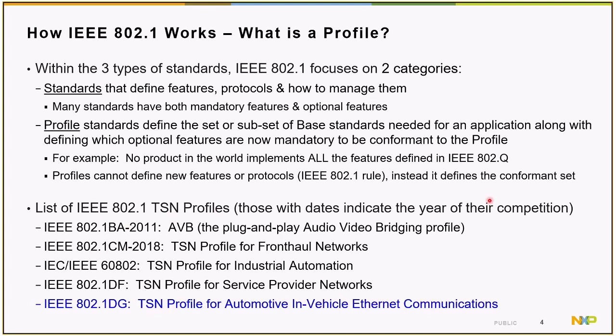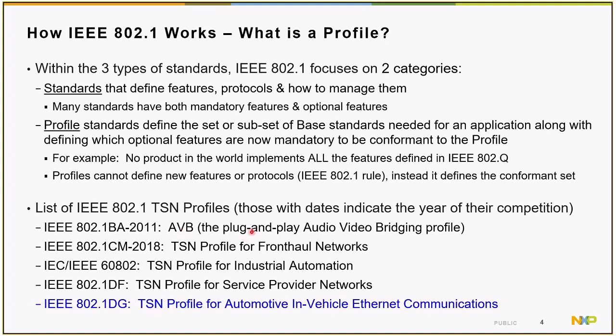and those that have a date on them indicate the year they completed. So the first one was 802.1 BA, which was the AVB, really the plug-and-play audio-video bridging profile use case. And it was the first TSN profile.